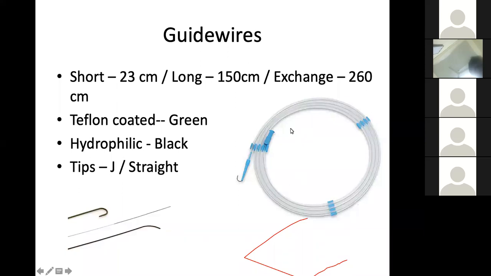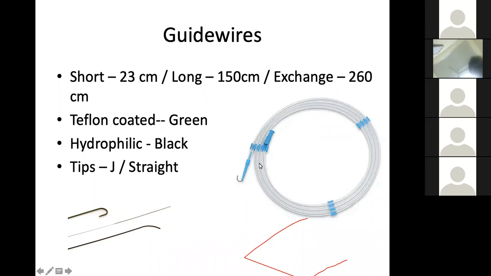So to exchange any catheter, the wire has to be more than twice the length of that catheter. Please remember this. So an exchange wire starts at 260, it could be up to 310 centimeters or more. So please remember, anything which is about 1.5 meters is a regular standard angiographic guide wire.